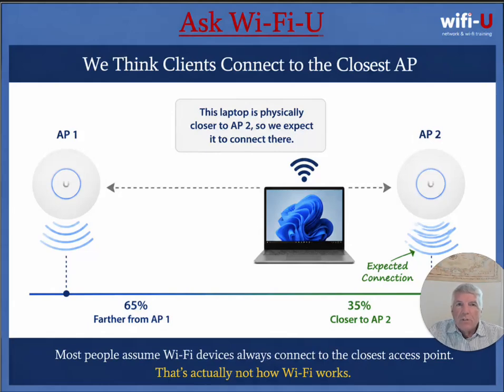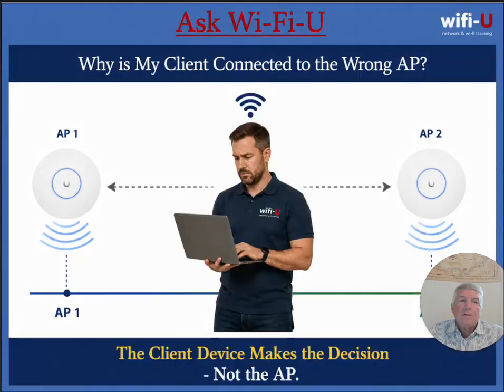Today's question is one we hear all the time. Why is my client connected to the wrong access point? Well, the short answer is that client devices make the decision, but let's talk about why. We can do a lot to influence client devices to choose the AP we want them to connect to, but at the end of the day, the decision as to when to roam is the client device's decision. So the client device makes the decision, not the access point.